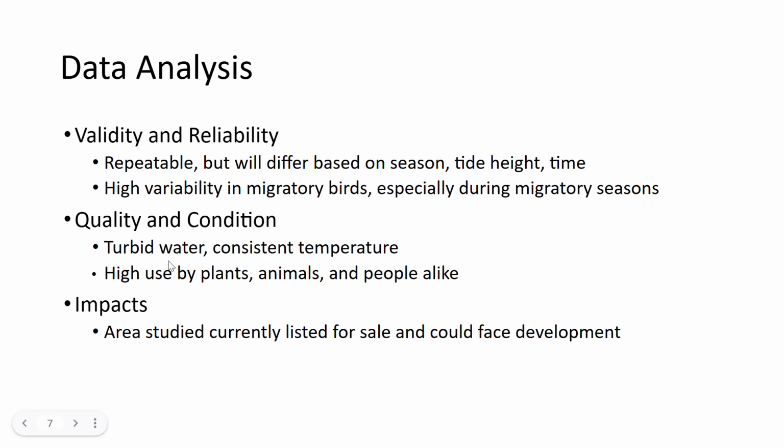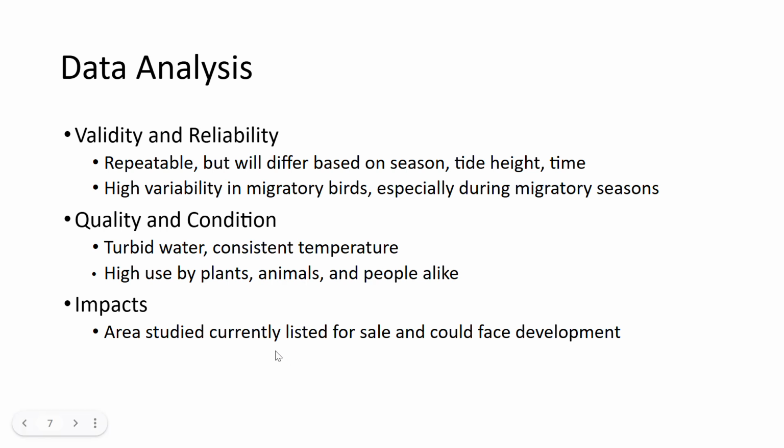We found that there was turbid water, but pretty consistent temperature, and that it was really being used by the plants and animals and people. I did not include the sea otters or the sea lions in the species counts just because I was only focused on the avian. But them and the plants that were appearing during low tide, such as the eelgrass and the sea lettuce, show that there was more than was being counted, that there's greater diversity.